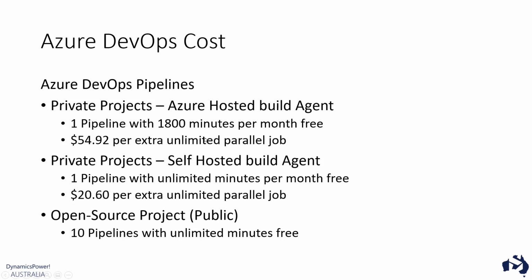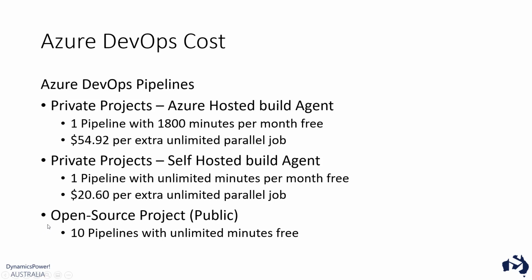If you want an extra unlimited parallel job, it's $54 and change a month, depending on how you want to do that. With the private, if you're hosting your build agent, you get one of those. Another self-hosted build agent is $20 a month.